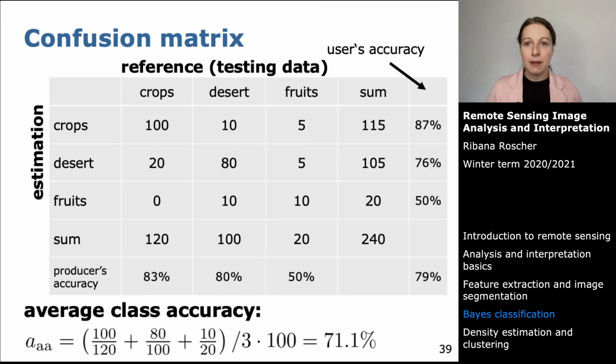So every time you have an imbalanced data set, and with imbalance I mean a different size of classes, you should also do this. If in case the number of testing samples in each class is the same, you will get the same result as for the overall accuracy.